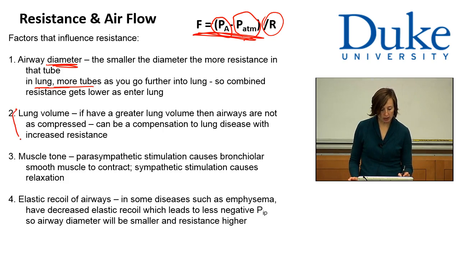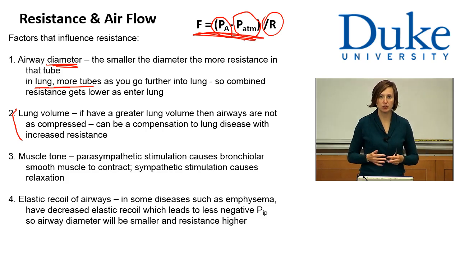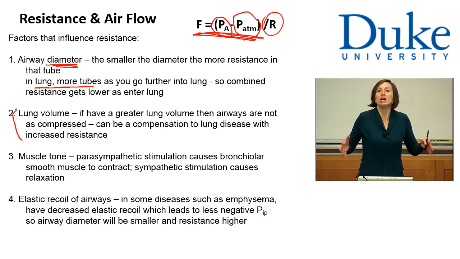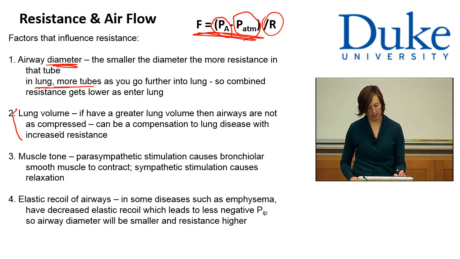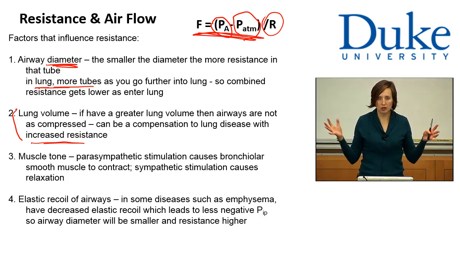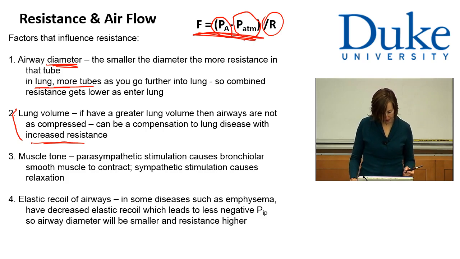And then we've also talked a little bit about how lung volume is going to affect the diameter of the airways, so that when your lung is full, everything's stretched, and so the airways are not as compressed, and so resistance is going to be decreased. And this can actually be used as a compensation for a lung disease. So if it's hard to exhale, as in an obstructive lung disease, then you can sometimes breathe at a greater lung capacity, so that your lungs are more inflated even when you're exhaling. It can be a compensation for certain lung diseases.